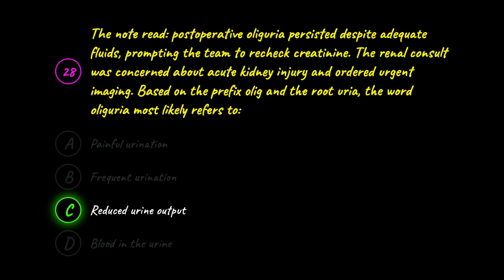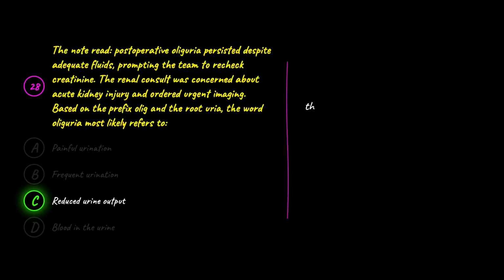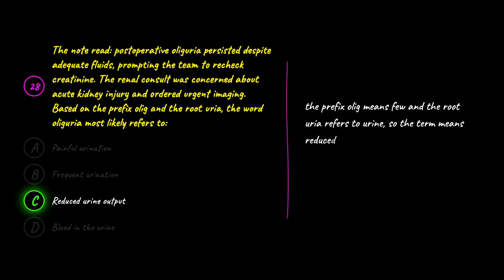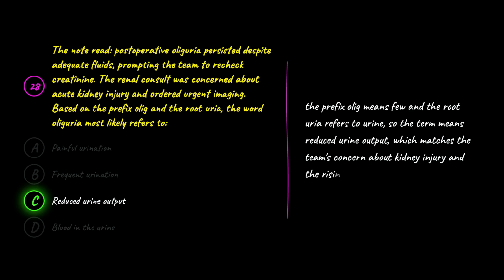The correct answer is C, reduced urine output. C is correct because the prefix olig means few and the root uria refers to urine, so the term means reduced urine output, which matches the team's concern about kidney injury and the rising creatinine the note describes here.